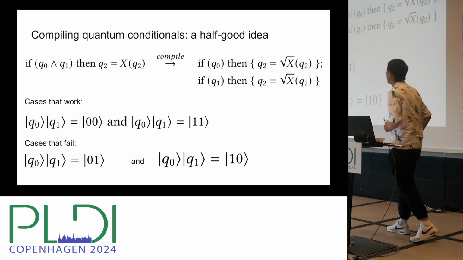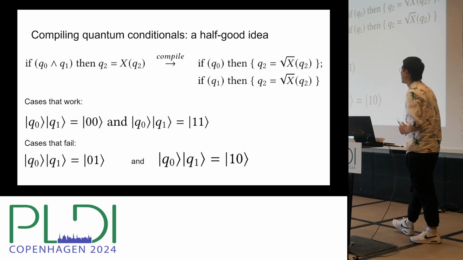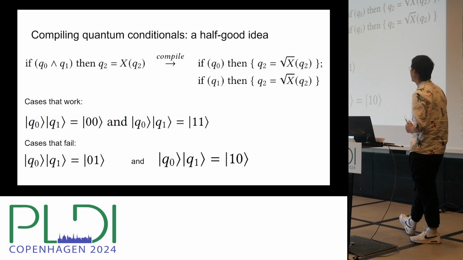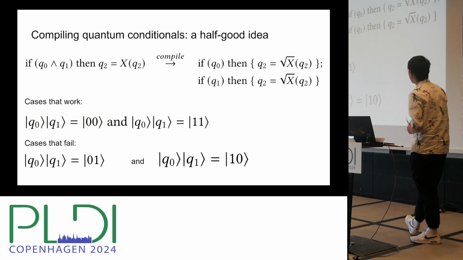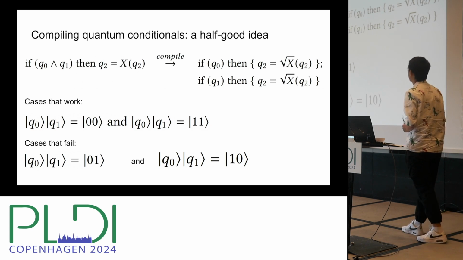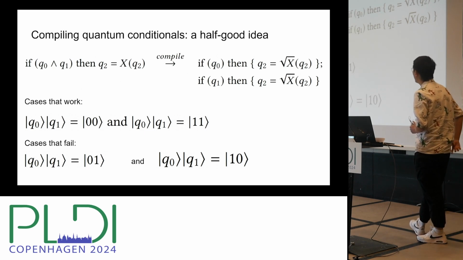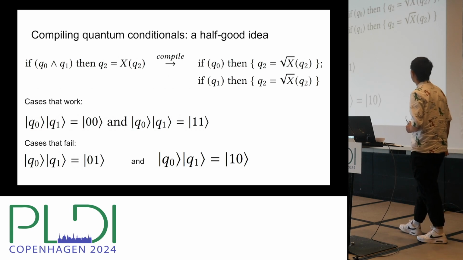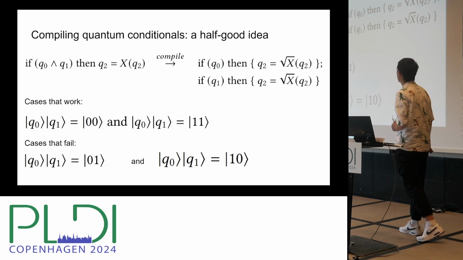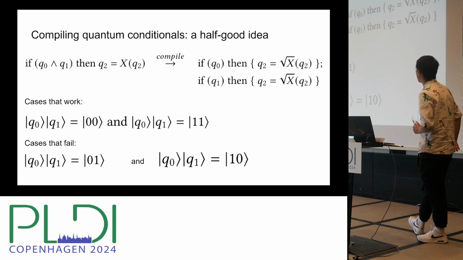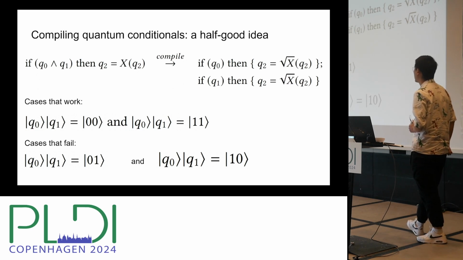Now I'm going to introduce our compilation scheme in a few steps. The first half of the idea is to do a little trick. In quantum computing, we can always have something like the square root of x. So in the compiled code, we have that if Q0 is true, then we apply the square root of x to Q2. If Q1 is true, then we apply the square root of x to Q2. And we can see that if they are both true, then we actually apply the square root of x twice on Q2, which as a result, we apply the x gate to Q2. If they are both 0, then we do nothing on Q2. For these 2 cases, it looks like we are actually implementing the quantum conditionals.